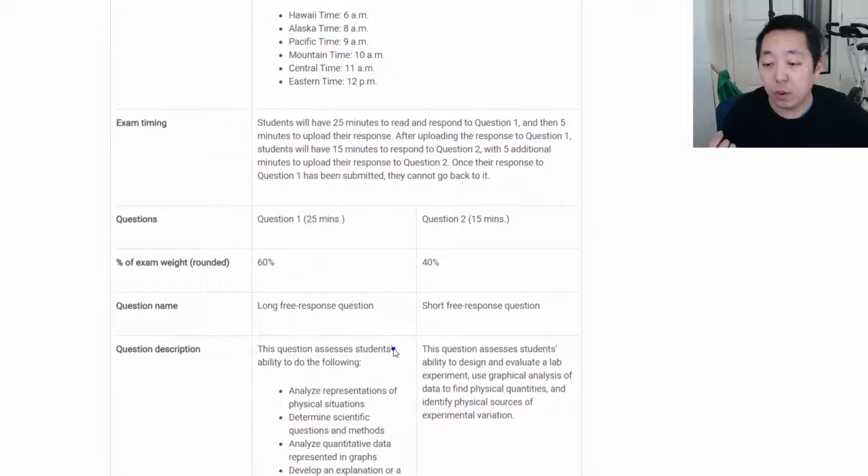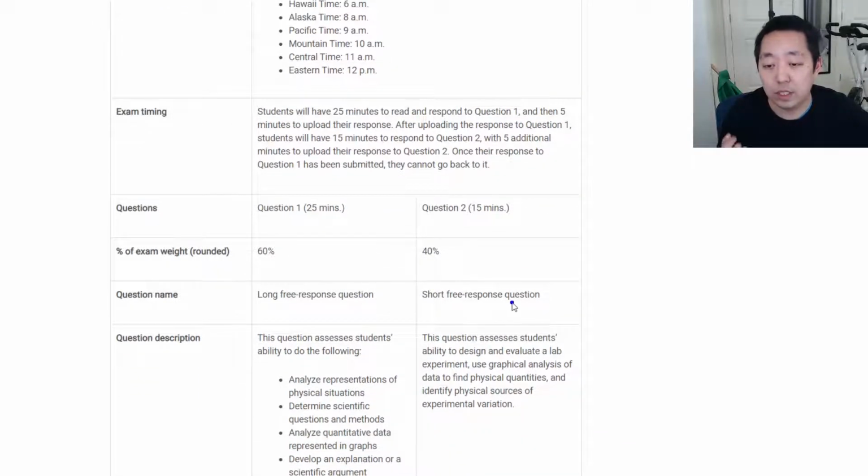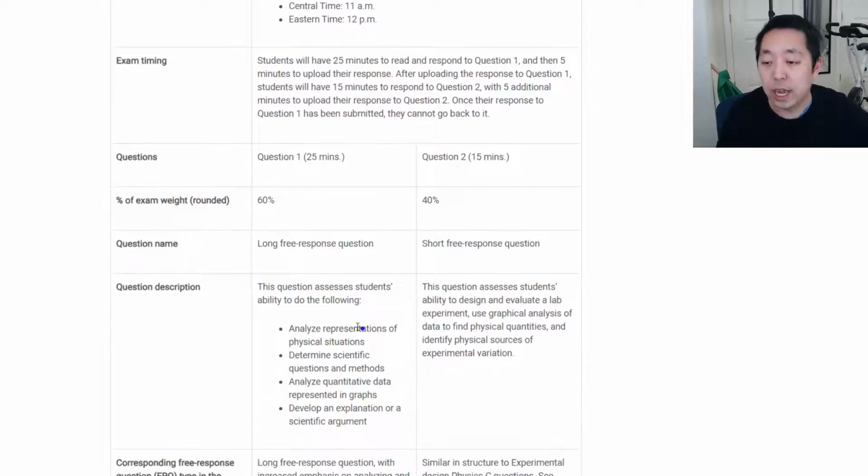In this case, the questions you have are long free response questions and short free response questions, and there's more detail on it. For the first question, it's going to be analyzing data, like graphical data, representations of physical situations, determine scientific questions and methods, analyze quantitative data and representative graphs, develop an explanation or scientific argument. Okay, that's the first question.